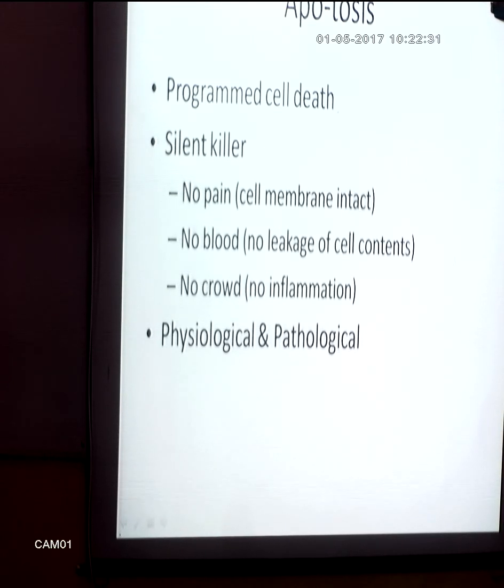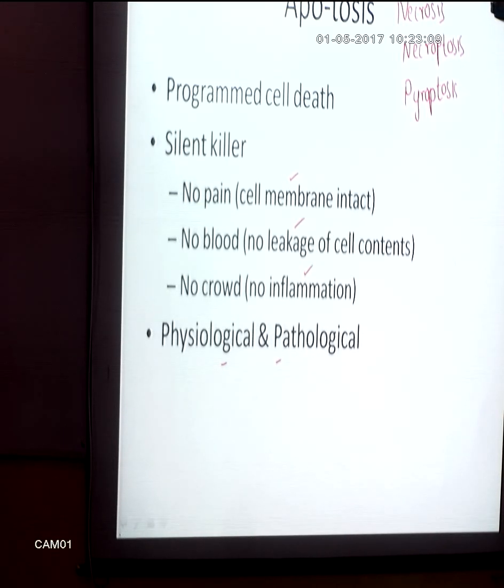We all know apoptosis is a type of cell death. Now there are 4 types of cell death: necrosis, apoptosis, necroptosis, and pyroptosis. Basically, apoptosis is a programmed cell death. The cell membrane is intact. There is no leakage of the cell contents as seen in necrosis, and there is no inflammation. And apoptosis can be both physiological as well as pathological.